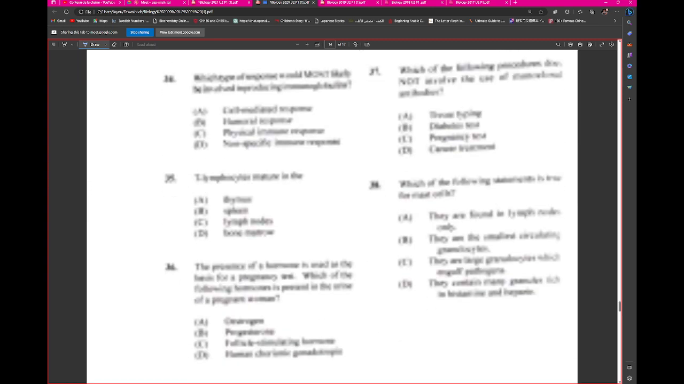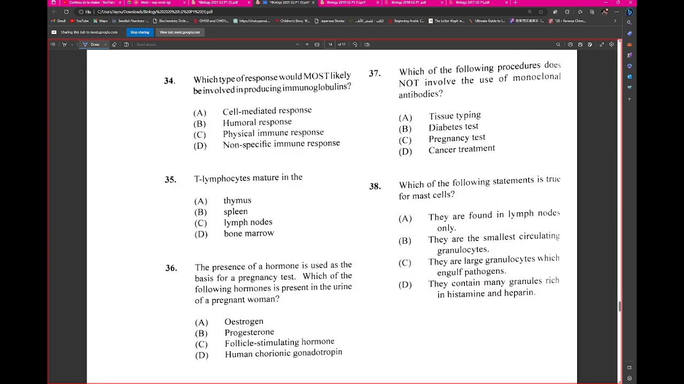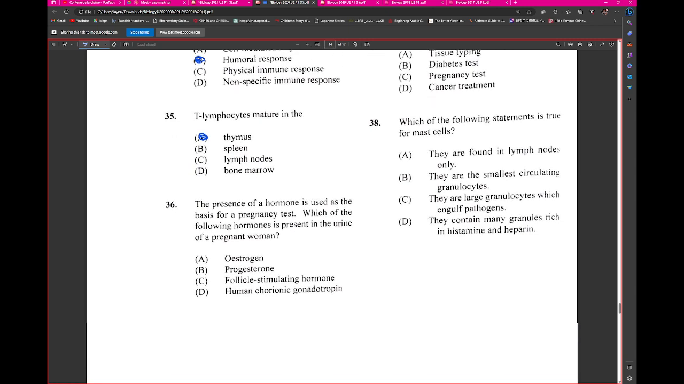Alright. So, 34. Which type of response would most likely be involved in the production of immunoglobulin? So, it would be the humoral response. T cells mature in the thymus. The presence of, go ahead.